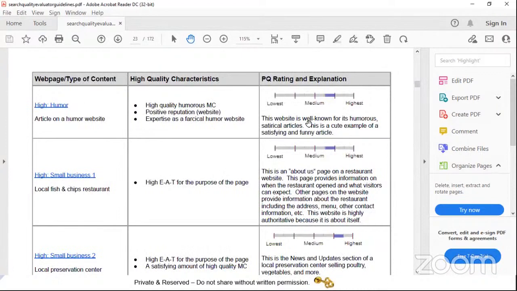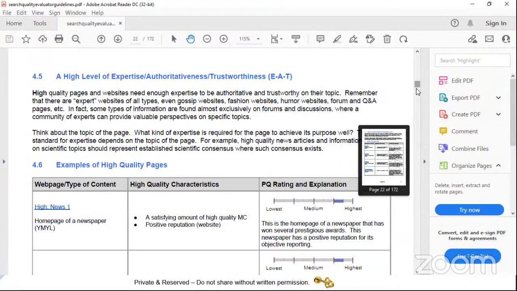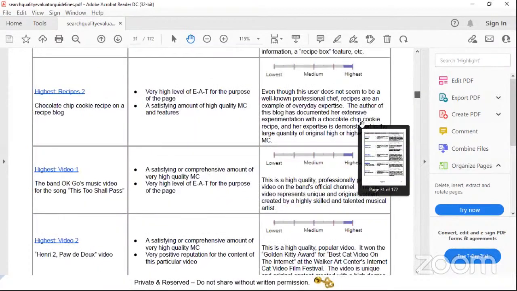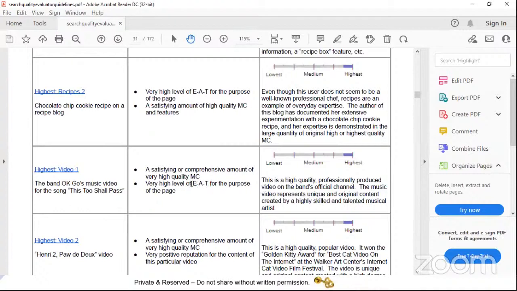This is high, but within the high only, here it is medium to highest, somewhere in between. Okay, so you will understand what pages can come into the highest and what can't, and it says EAT, right? Experience, authoritativeness, and trust. I will tell you about this. So when you have all these in a video, then it goes to highest.